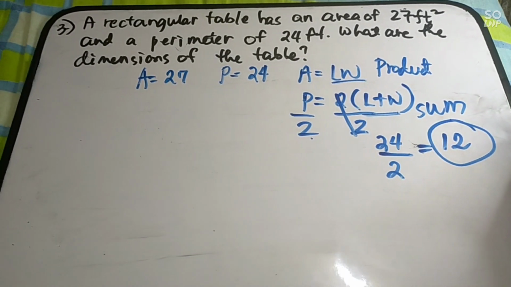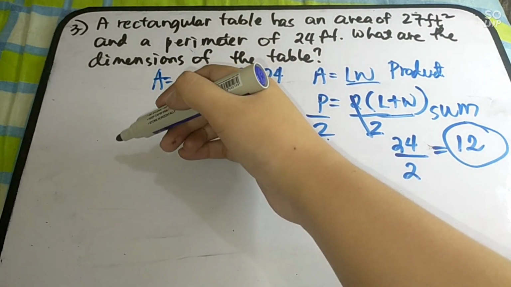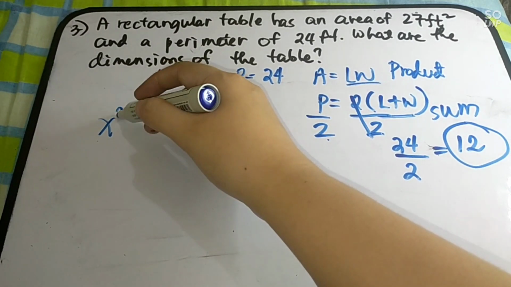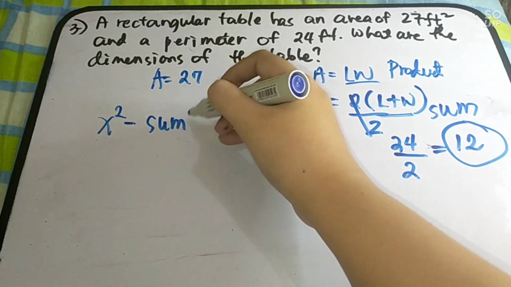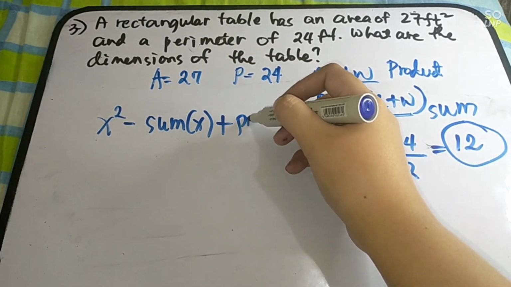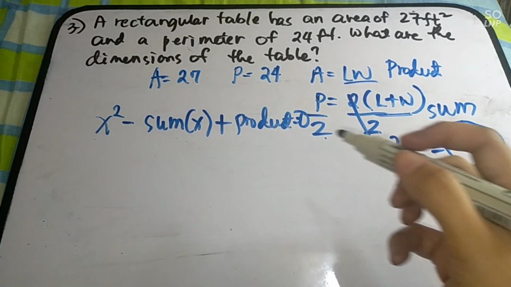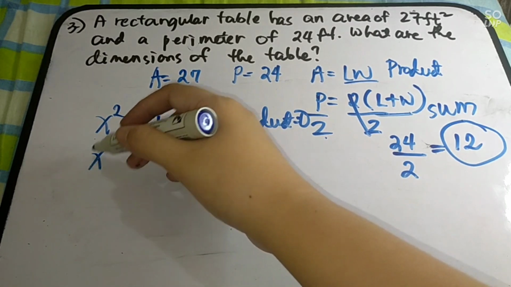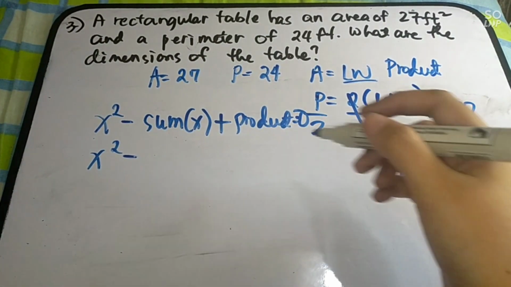And proceed tayo dun sa sum and product. Okay? So, yung ating equation for the sum and product is x squared minus the sum times x, then plus the product is equal to 0. Yun na yan. Then, let us solve. Let us substitute: x squared minus, ang sum natin is 12.